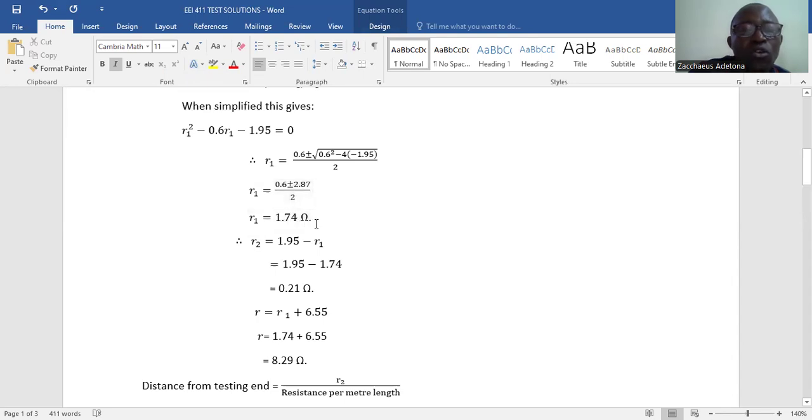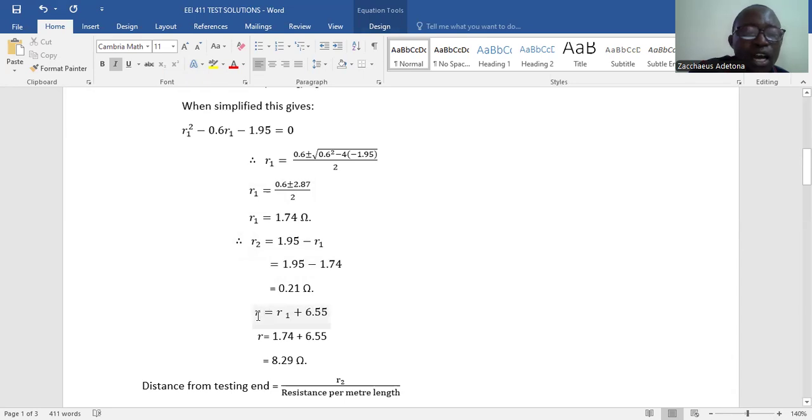R1 is equal to 1.74 ohms. That's a positive value. The negative value is not accounted for. We don't need it, so we only stick to the positive value. Therefore, R2 is equal to 1.95 minus R1. That is 1.95 minus 1.74. It gives us 0.21. R2 equals 0.21.